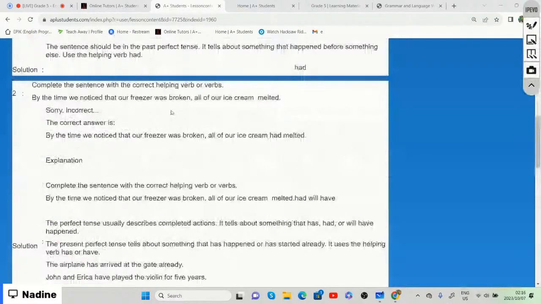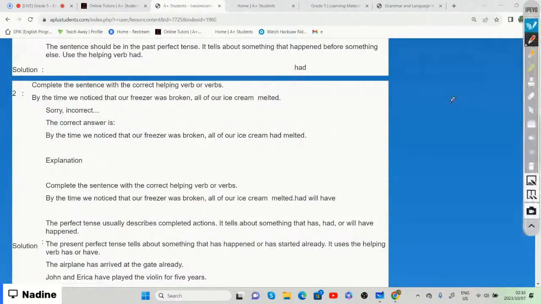By the time we noticed that our freezer was broken, this is in the past, all our ice cream, we need to choose a helping verb in the past so we can then say all our ice cream had melted. So had is our helping verb within that sentence.